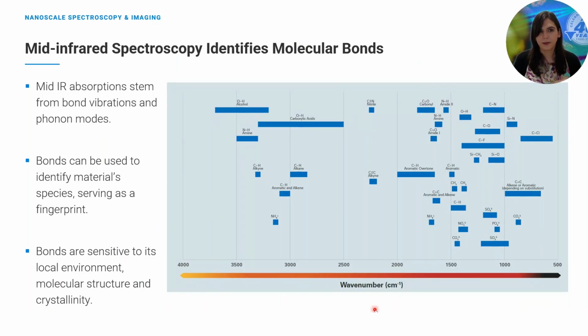Another thing to note with mid-infrared spectroscopy is bonds are very sensitive to local environmental changes, things like hydrogen bonding network or local crystallinity, that can give you rich information, not just about what vibrational mode is present, but how that vibrational mode is arranged in a species.